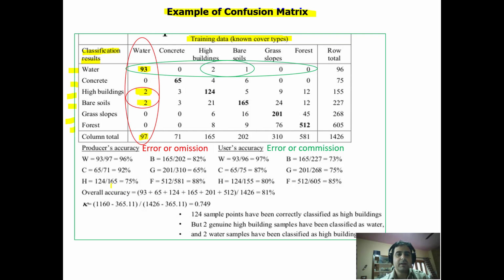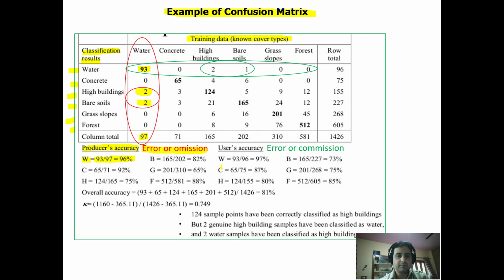Now this is going to give you the producer's accuracy for water. So how can we understand that this is producer's accuracy? W is water, meaning 93 you have classified correctly out of 97, and the percent becomes 96. This is your producer's accuracy for water. Likewise, you can assess producer's accuracy for any other land use land cover class. And this type of error which we committed is known as error of omission, where 2 and 2 water pixels have been misclassified as high buildings and bare soils.